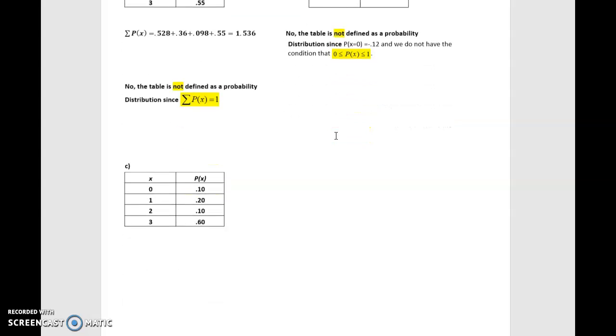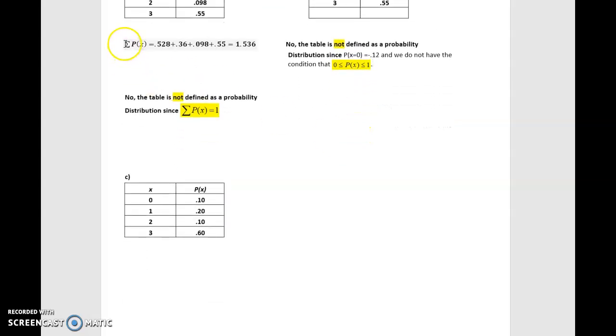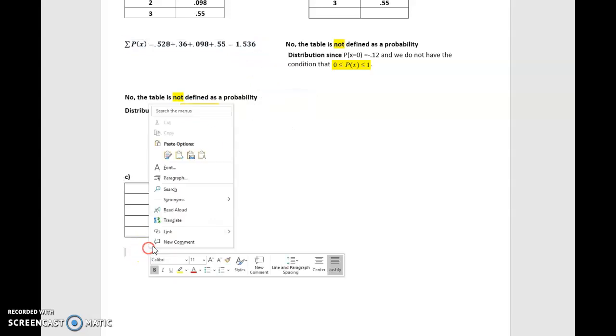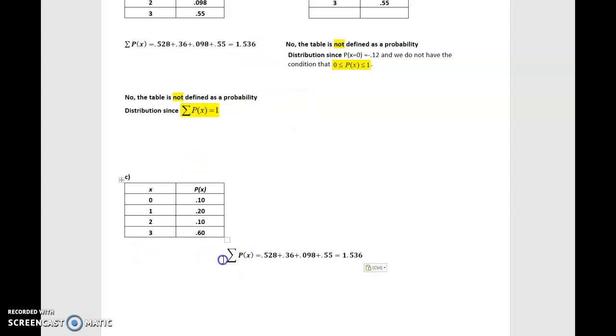Let's take a look at problem C, and problem C looks promising. Let me start with the actual sum. So the sum of this one, we're going to end up with 0.10 plus 0.20 plus another 0.10 and then a 0.60. So in this case, this is actually equal to 1.